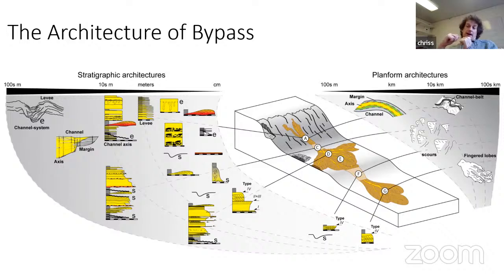We then looked at how these sorts of features stack and form or are associated with larger scale morphological features like channels or breaks in slope, where you can use different types of data to infer this sort of bypass. All of this is described in a lot more detail in the paper, but hopefully this gives you a flavour of the different tools you need to employ to interpret and think about bypass in deep water systems.